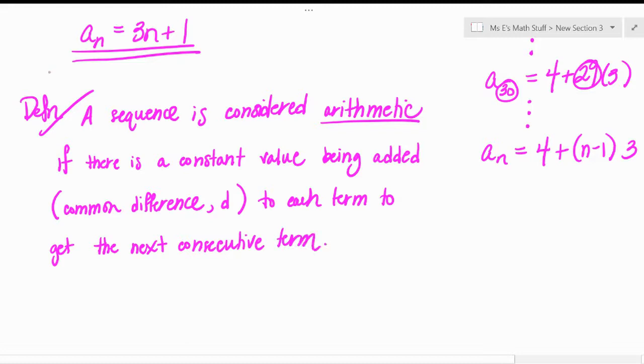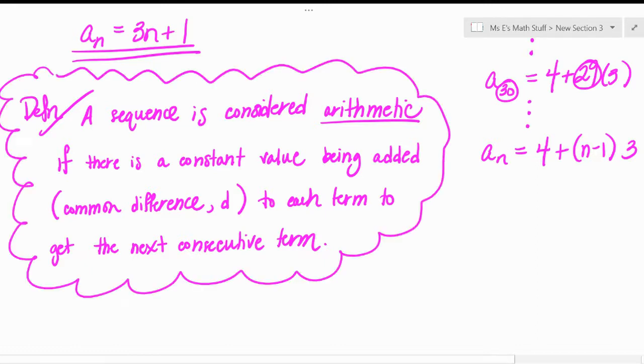Okay, so this definition, my friends, is the part, when we talked about what you're supposed to learn in this lesson, this definition is the recognized part. So how can you tell you're dealing with an arithmetic sequence? This is how. There you go.